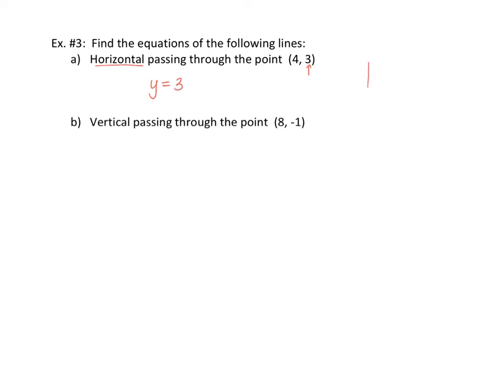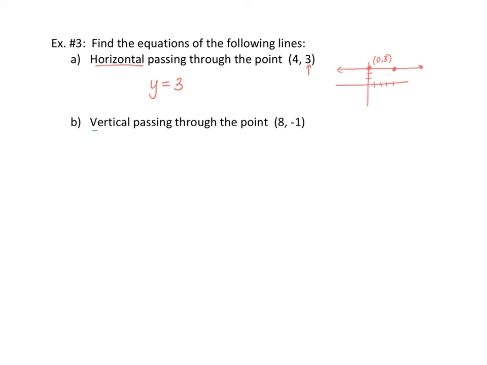If you're having trouble seeing this, draw a sketch of that line. If we go to the point (4, 3) and look at a horizontal line going through that point, notice that it also crosses the vertical axis at (0, 3).